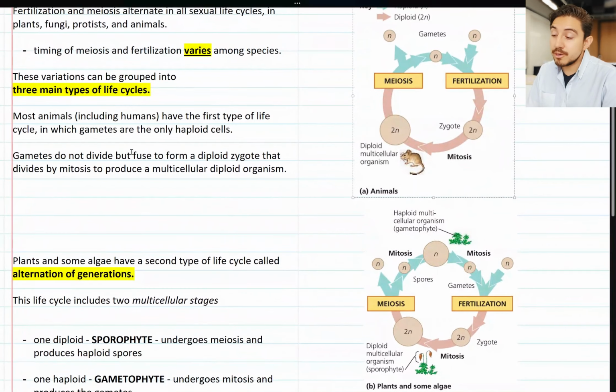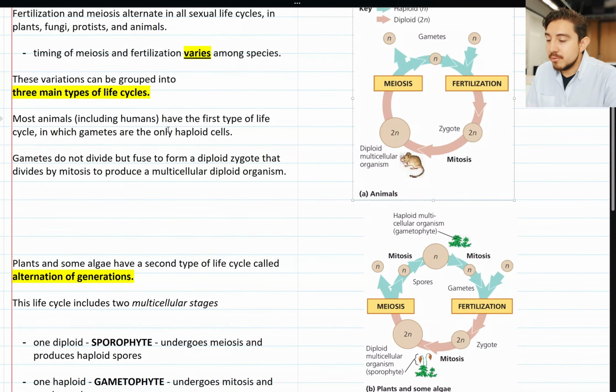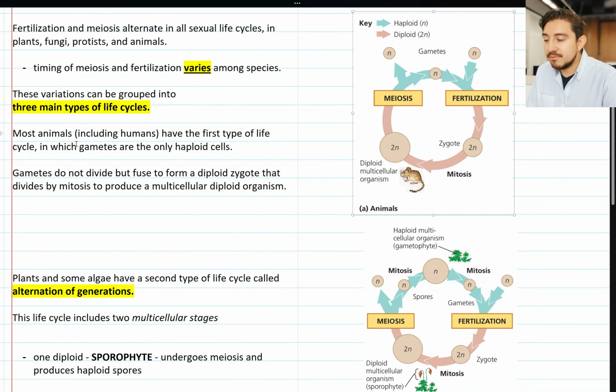We focus more on humans, of course, because we are humans, and mammalian systems, right? Where you have the first type of life cycle in which gametes are the only haploid cells, but then you get that fusion of these haploid cells, egg and sperm. They fertilize, they produce a zygote. A zygote is that first single cell after fertilization.